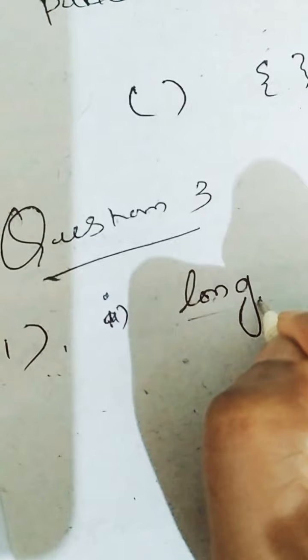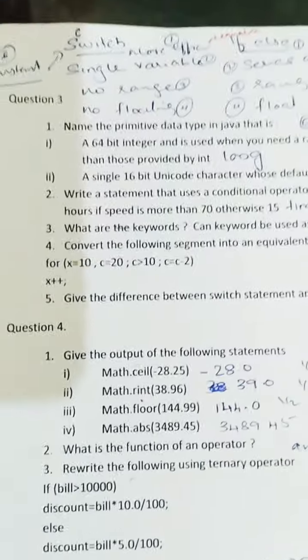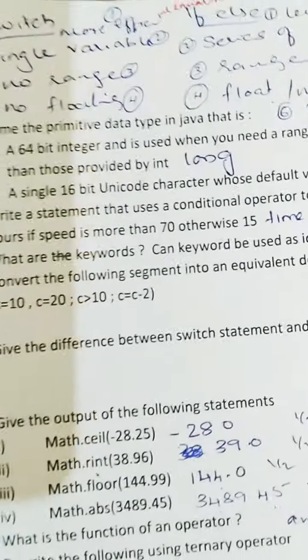So it means it is long. It is an integer, but its size is larger than int. So you have to check that. 32-bit means you can write integer. It is mentioned as 64-bit, so it will be long.